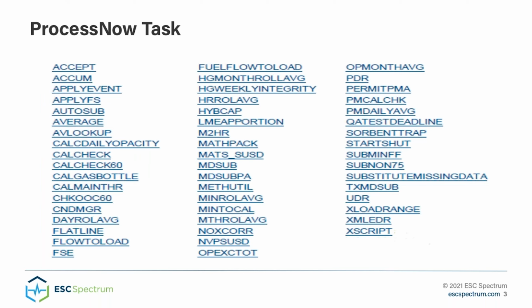This is the full lineup of tasks that could be used in any of your ProcessNow sequences. Some of the common tasks that are used are your min to hour, mathpack, and hour roll average, which will be responsible for calculating your multi-hour averages, such as your 3-hour rolling average. Your day roll average would be used for calculating your daily average, and month roll average for your monthly. We've added quite a few tasks over the past few years to accommodate refineries, new regulatory requirements, and user requests.